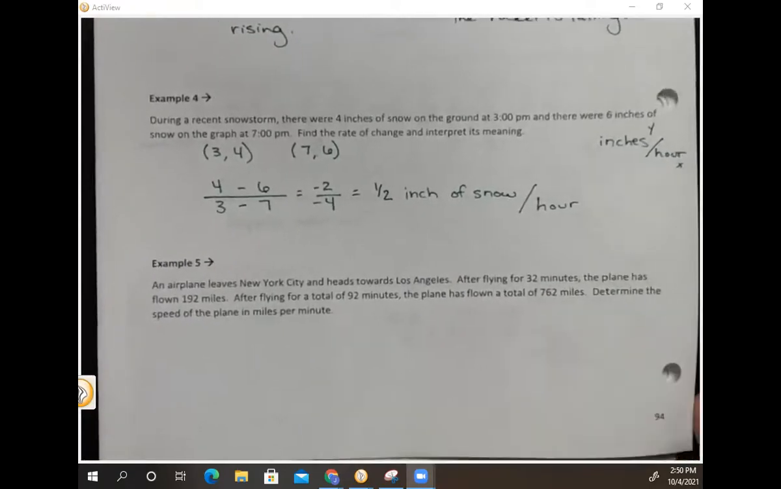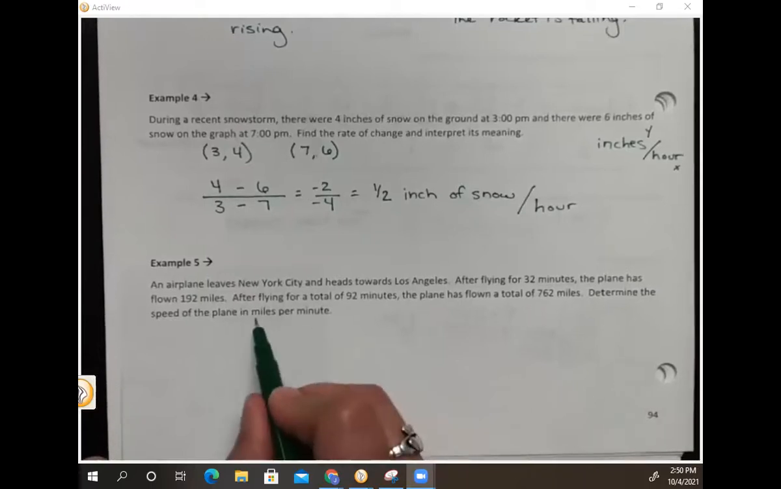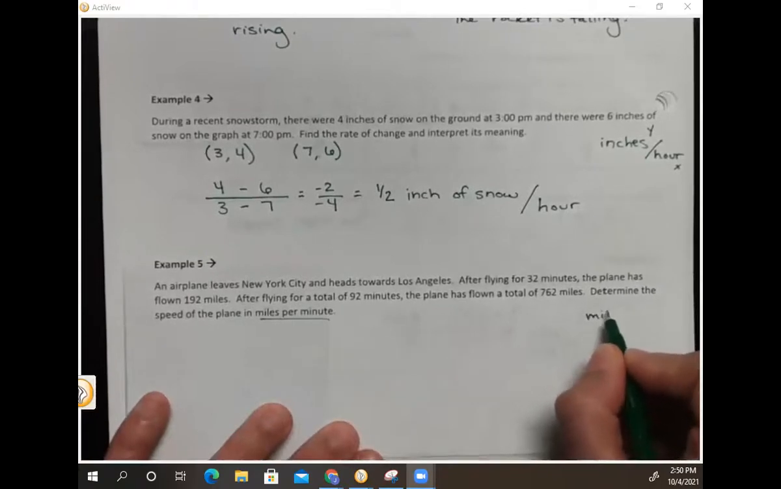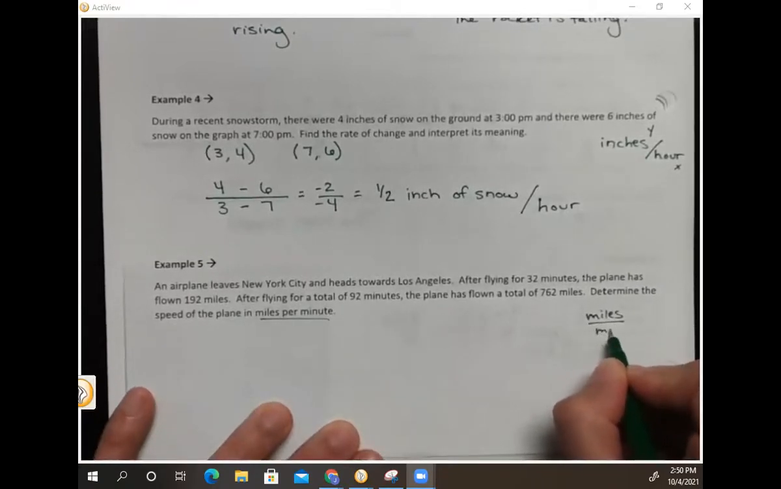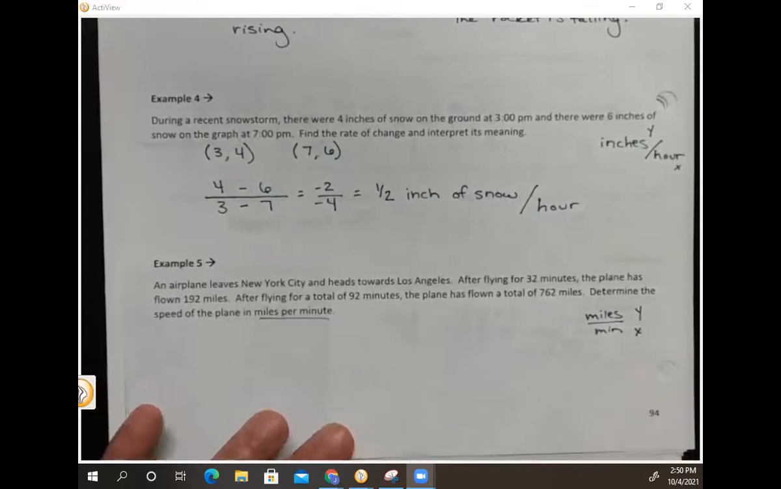And then our last example on page 94. An airplane leaves New York City and heads towards Los Angeles. After flying for 32 minutes, the plane has flown 192 miles. After flying for a total of 92 minutes, the plane has flown a total of 762 miles. Determine the speed of the plane in miles per minute. So here it told us the label that we're going to have: miles per minute. This also tells me that miles, I want to think of as the Y value, and minutes, I want to think of as the X value.